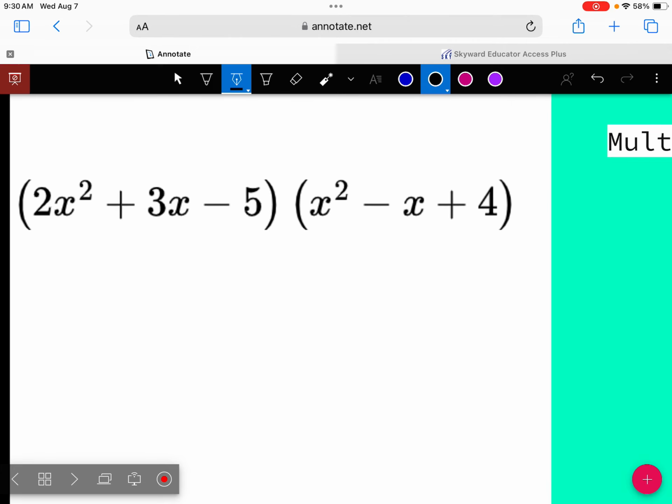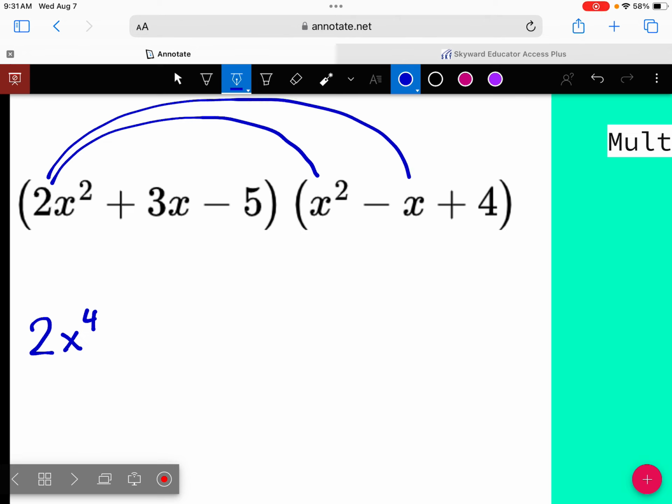So we're just going to start plowing through. I'm going to take my 2x squared times my x squared. It's going to give me 2x to the 4th. I'm going to take my 2x squared times my minus x to get minus 2x to the 3rd. And my 2x squared times my positive 4 gives me 8x squared. So now I've taken that whole first term times my whole second polynomial.